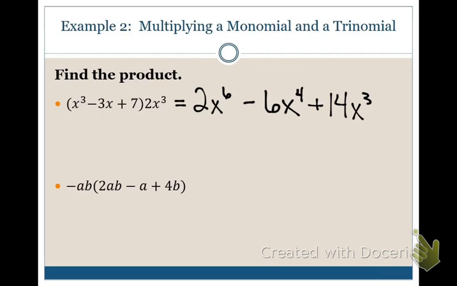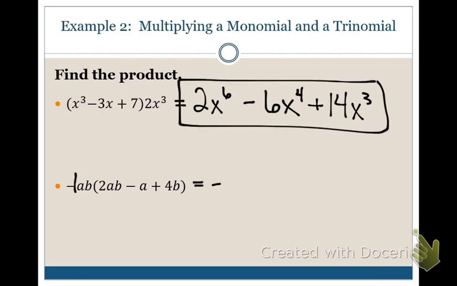Negative, and we know that it's an understood 1, ab. Well, negative 1 times 2 is negative 2a squared b squared, because there's 2 a's and 2 b's being multiplied together. All right, now negative ab times negative a is a positive a squared b.